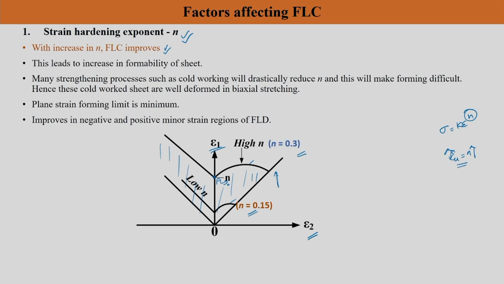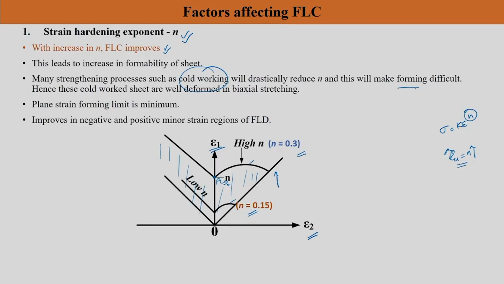But prior processing may affect the quality of the sheet, for example cold working. By cold working you strengthen the material, and there are a lot of chances that your n value can reduce, which means it is difficult to form the component.